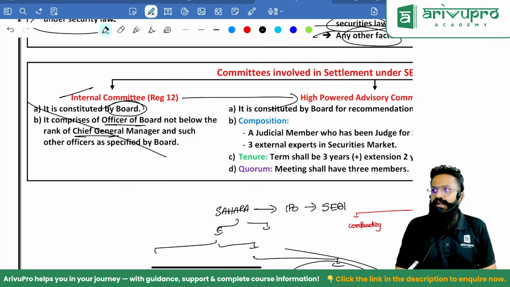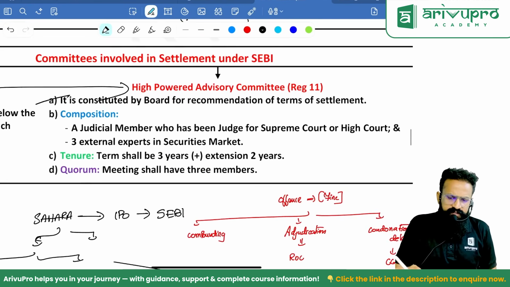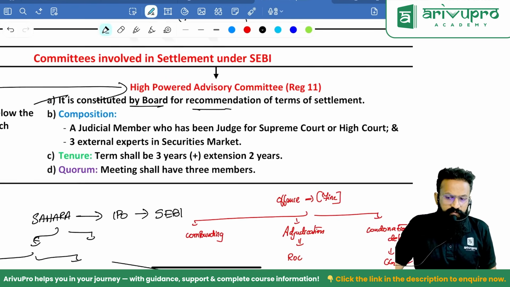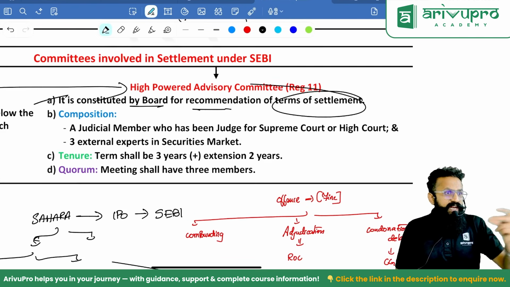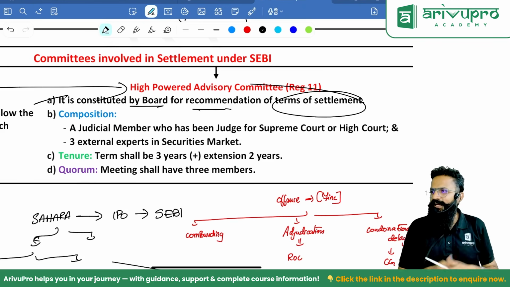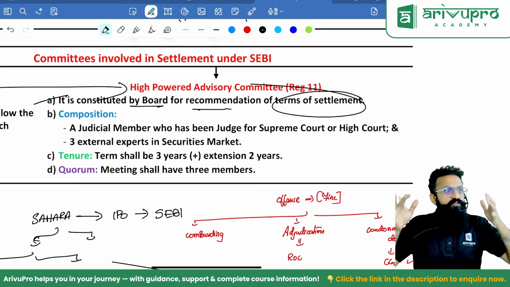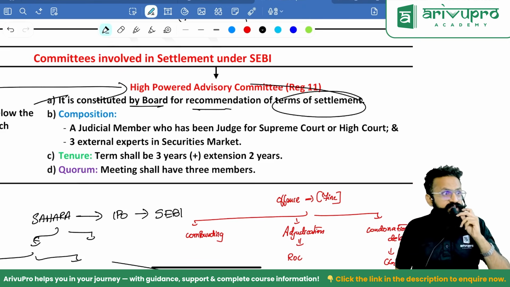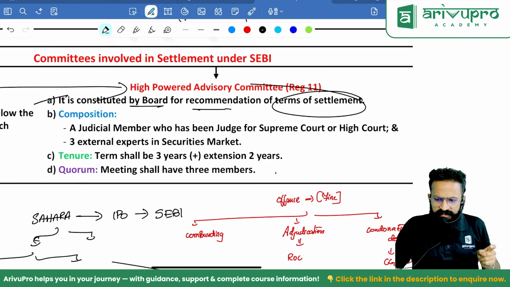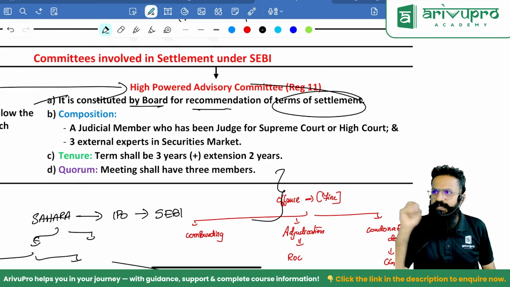The next authority is called HPAC, High Powered Advisory Committee. Now, what is the High Powered Advisory Committee? It is again constituted by SEBI for recommendation of terms of settlement. What do you mean by that? Whenever an application comes, this committee will be formed. But of course, in a country like India, every day you will be getting applications, so we have a High Powered Advisory Committee which is already set up. But can it change from case to case? The answer is yes. There is something we need to see here. I will tell you after a certain procedure is done. Clear? Okay.